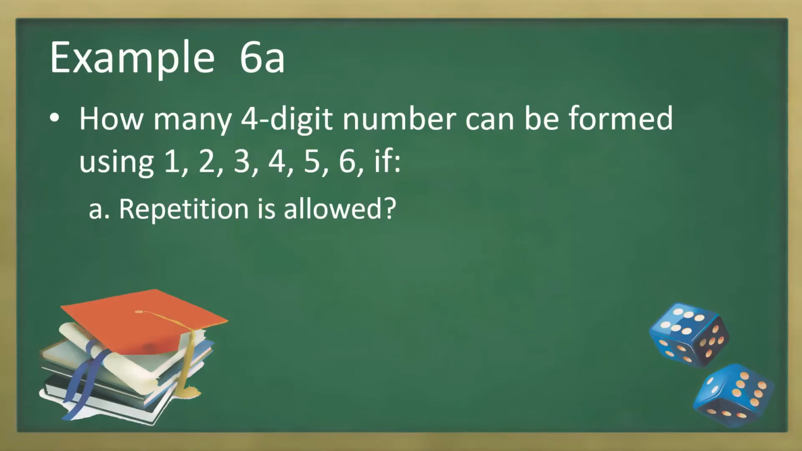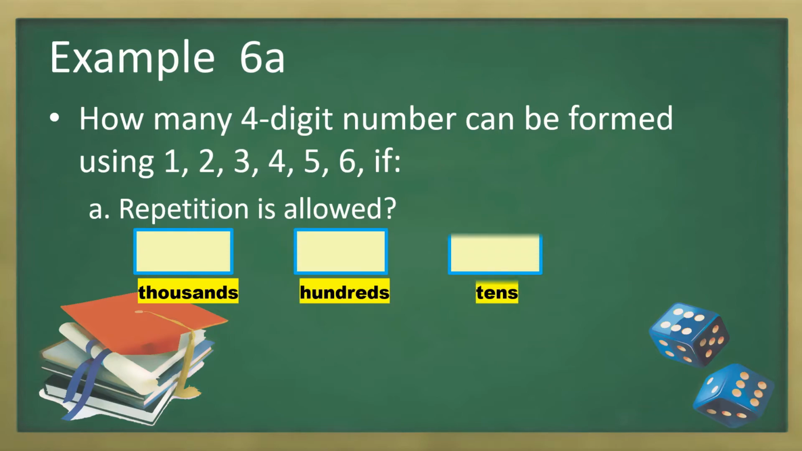Okay, so let's have another example. How many 4-digit numbers can be formed using 1, 2, 3, 4, 5, 6 if repetition is allowed? Since we have here a condition that we can repeat the numbers and we are going to make a 4-digit number, we will have a number up to 1,000. Therefore, we're going to have 4 selections. The first selection is for the thousands place, then the hundreds place, tens place, then ones place.